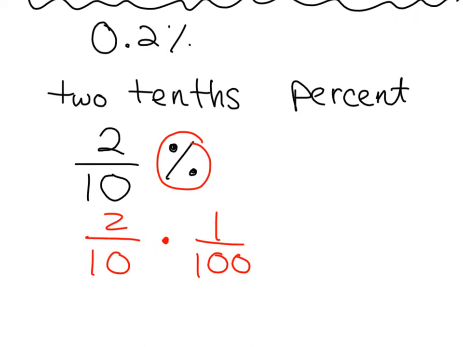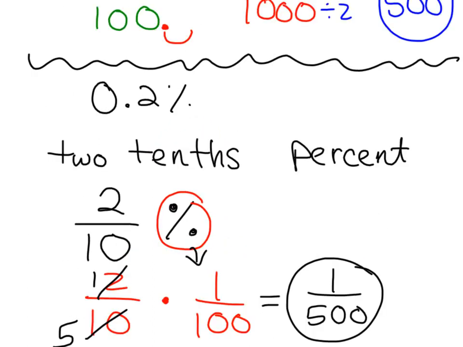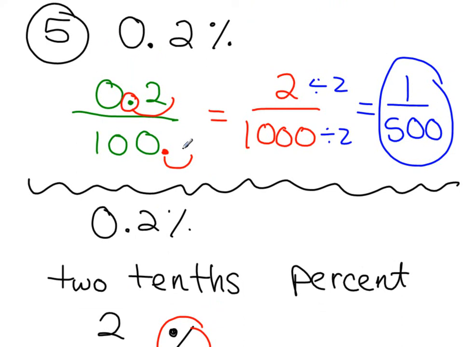And I can reduce here. 2 can go into itself once and into 10 5 times. Multiply straight across. 1 times 1 is 1. 5 times 100 is 500. And I got the same answer as before. This way isn't always the most efficient, but sometimes it helps visualize for people, where they can go back to what they're used to seeing instead of having to move over the decimal point like we did up above. So keep both methods in mind, and until next time.